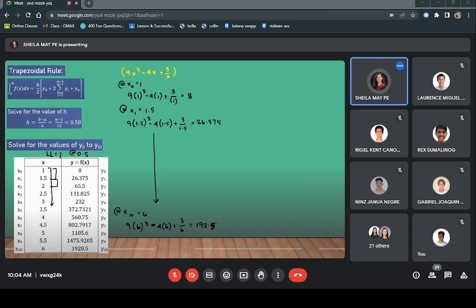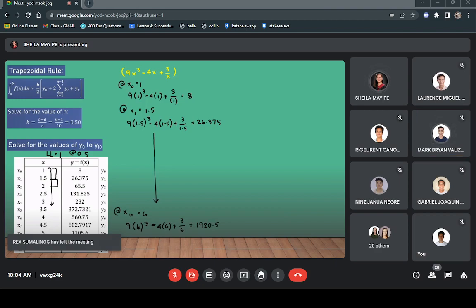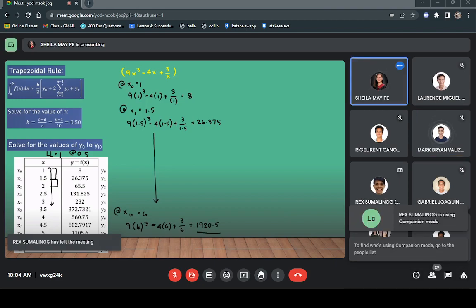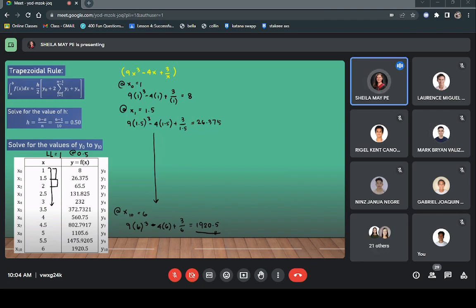If you check it using your calculator, you get 1920.5. Okay? So that's just how you solve all the values of our y.